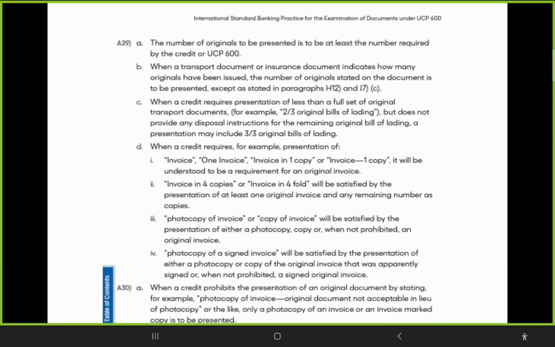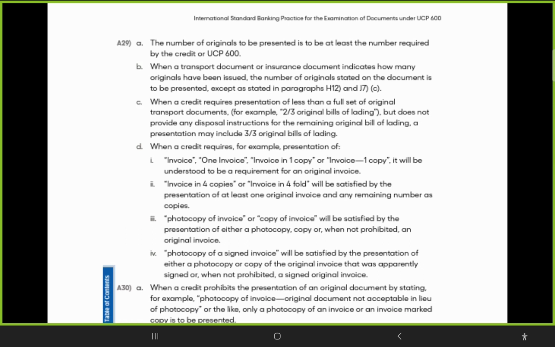Invoice in 4 copies or invoice in 4 fold will be satisfied with presentation of at least one original invoice and any remaining number as copies. So if they are calling for a document in multiple folds, what happens is at least one should be original. The remaining can be copies. So here, if they're saying invoice in 4 copies or invoice in 4 folds, it means that we need a minimum of 1 original and 3 copies. They can also present 4 originals. No restrictions there. But the minimum requirement is 1 original and the remaining can be copies.